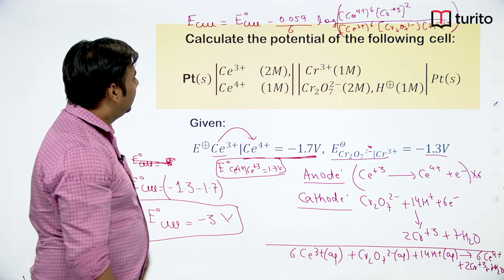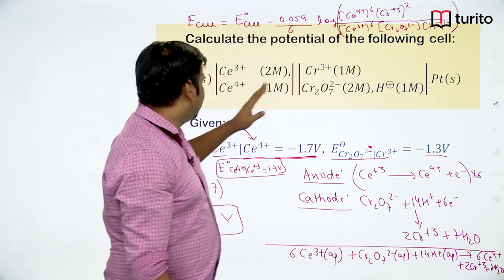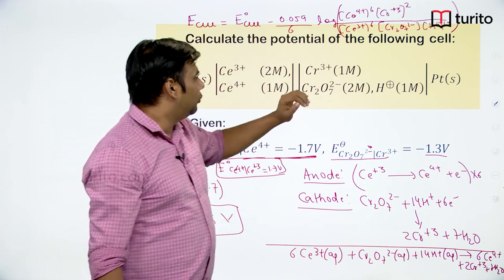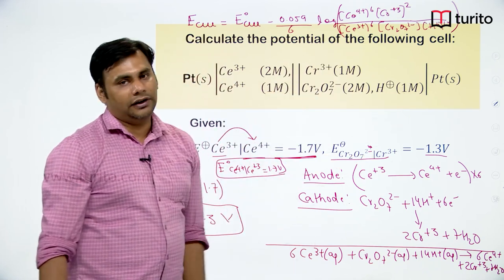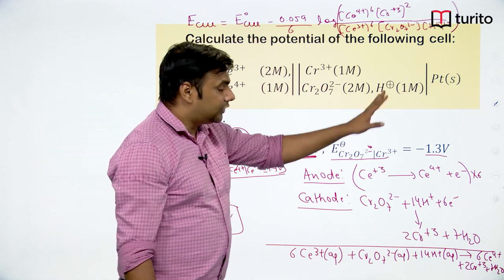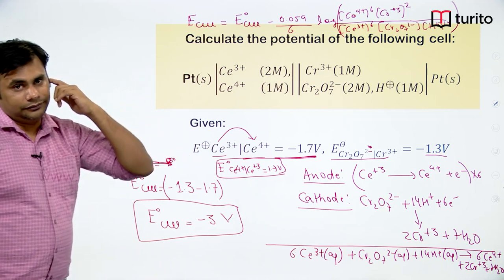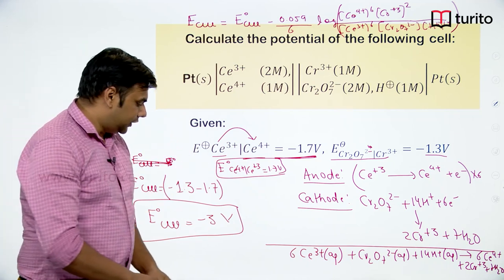So the concentration of cerium 4 plus is given as 1 molar, chromium 3 plus is given as 1 molar, cerium 3 plus is given as 2 molar, dichromate is given as 2 molar, H plus is given as 1 molar. So you just write those values, you will get the value of E cell. Okay, so hope this question is clear to you.